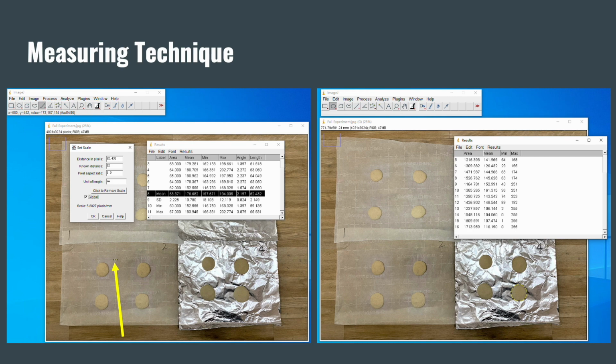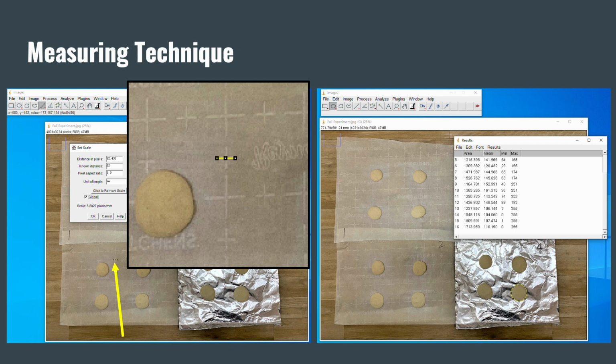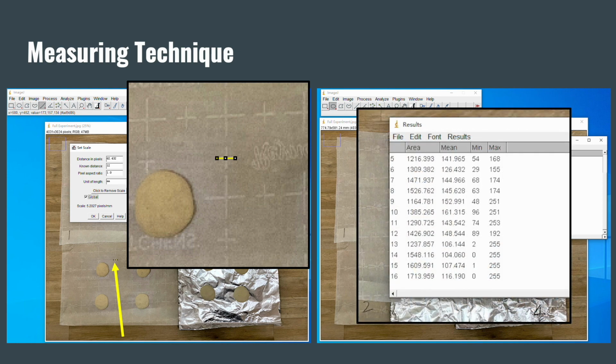The photo of all the samples was uploaded to ImageJ photo analysis software. We set up a scale using the existing line on the parchment paper, and all measurements were done and shown in the right-hand side picture.